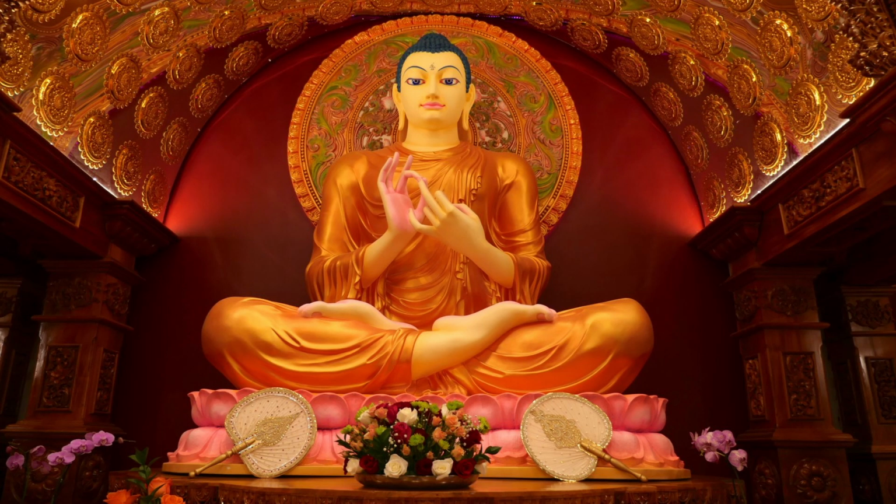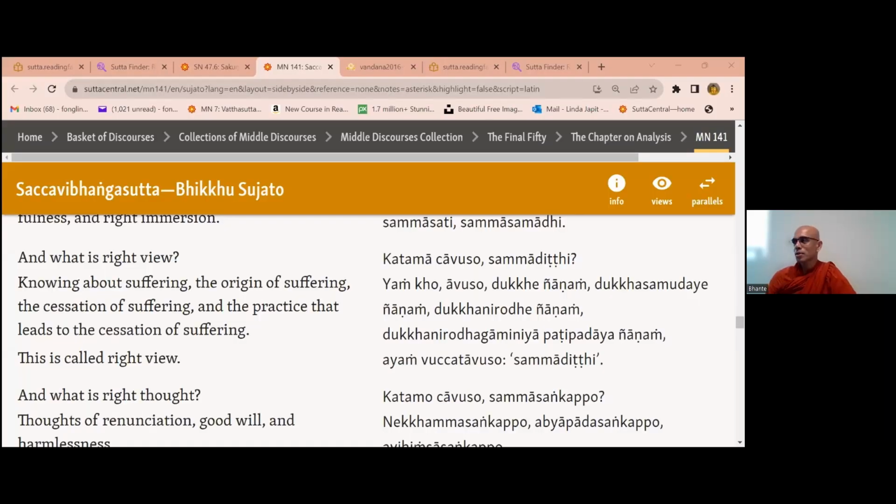In the session today, I will talk about the Noble Eightfold Path, a little bit, not all. Sakuṇagghisutta. Satya, what is Satya? Truth. Vibhanga, an exposition or analyzing of the noble truth. This discourse was started by the Supreme Buddha to the monks, but completed by Venerable Sariputta, the Arahant.